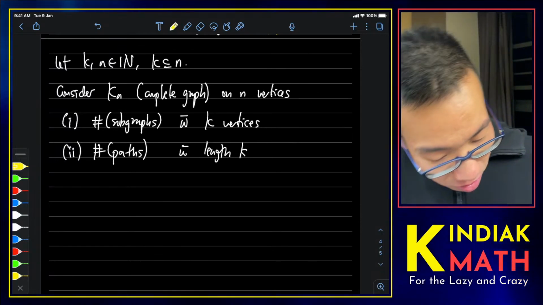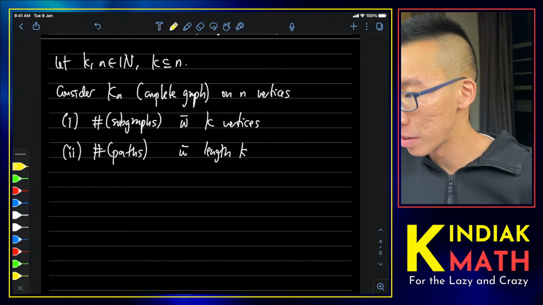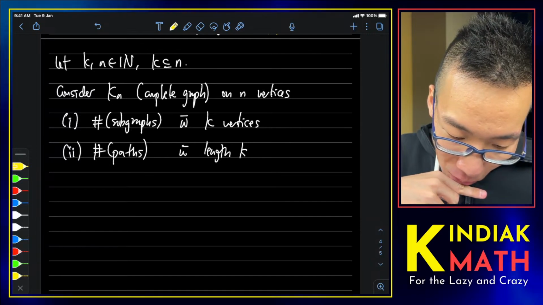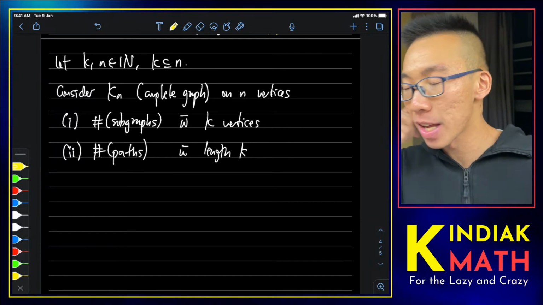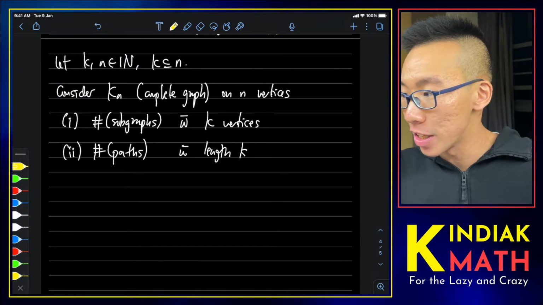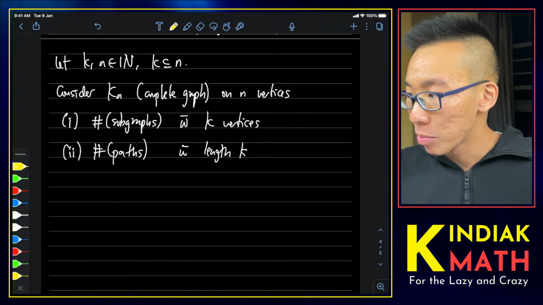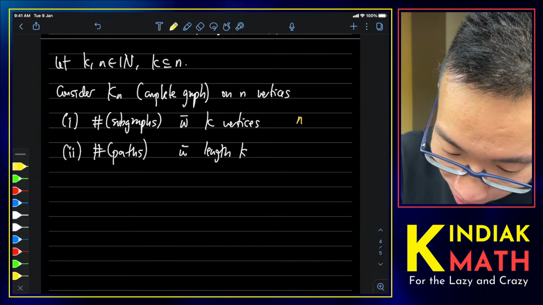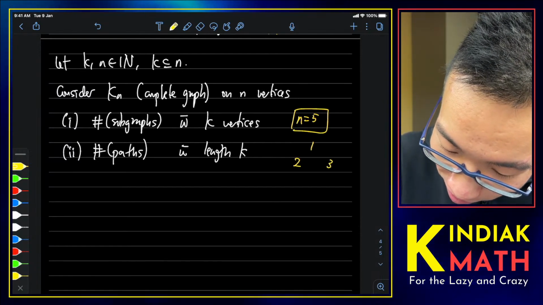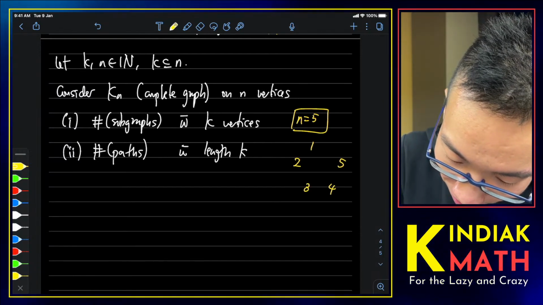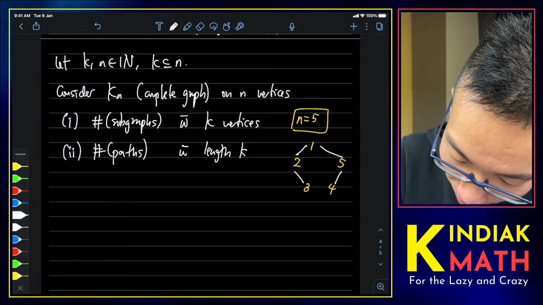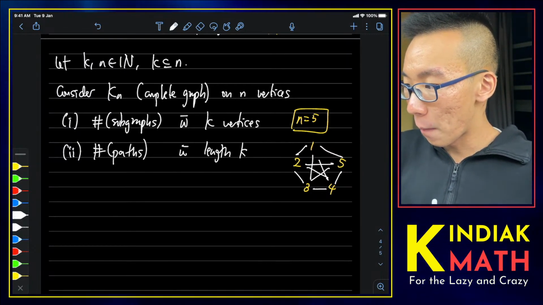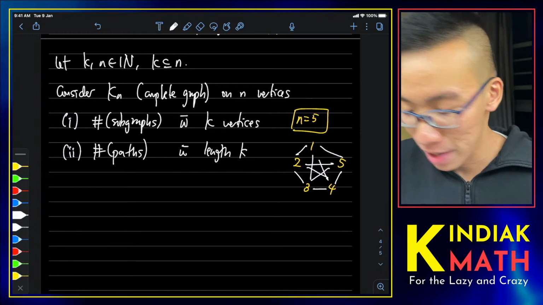Okay, so let's think about this with a little bit of precision here. The number of subgraphs with k vertices. Now, a subgraph is essentially a smaller graph, right? So K_n, just to recall for everyone, let me draw n equals 5. It looks a bit like this. And what we want to do is find the number of subgraphs with size k.